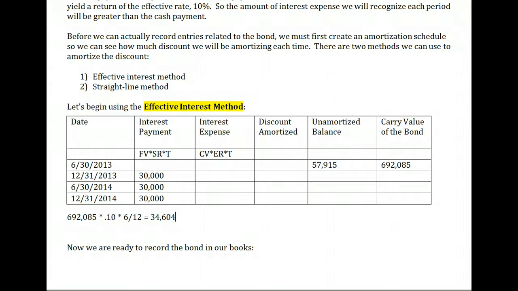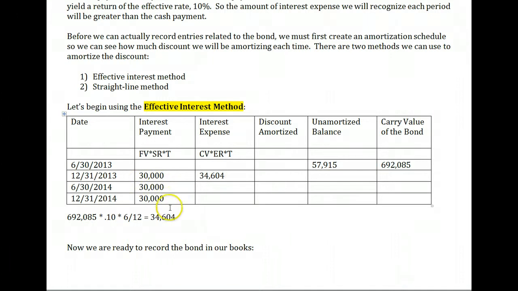$34,604. Again, you get 25 cents, but we're going to round to the whole dollar. True rules of rounding. 5 and up, you round up. 4 and down, you round down. So 34,604 is what we're going to have rounded. That represents the amount of interest expense we're going to record. Now notice this is greater than the interest payment.